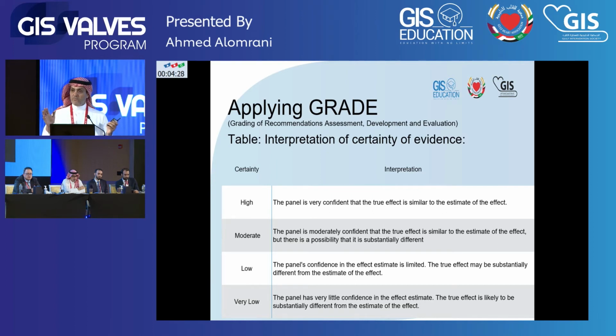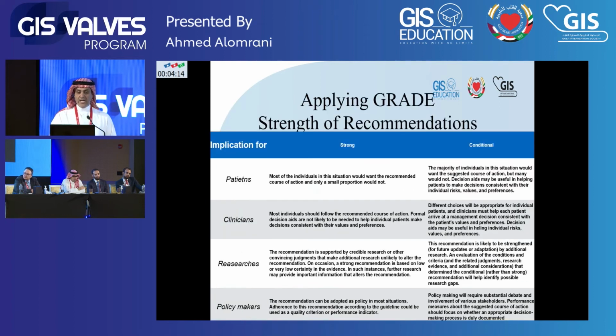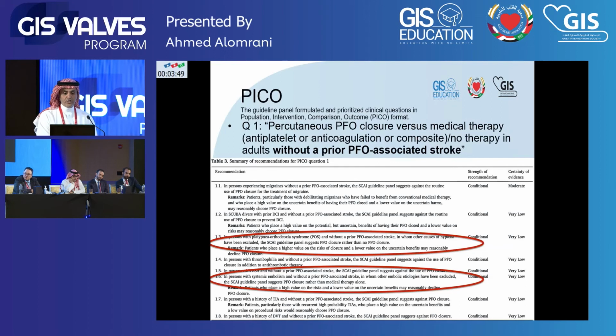In that paper, on that guideline, they applied a new grade system, which is the Grading of Recommendations Assessment, Development and Evaluation, with certainty and the interpretation, whether it is high or very low. In addition, applying the GRADE system, the strength of a recommendation, they grade it whether it's strong or conditional. With that in mind, including the patient perspective, the clinician perspective, the researcher perspective, and also the policymaker. So that guideline came taking care of or addressing all of these entities with strong or conditional recommendations.